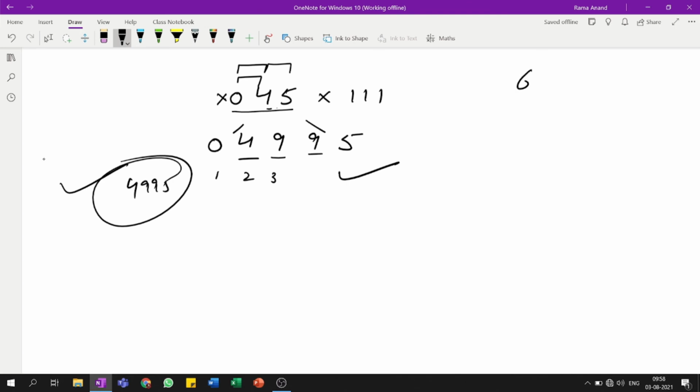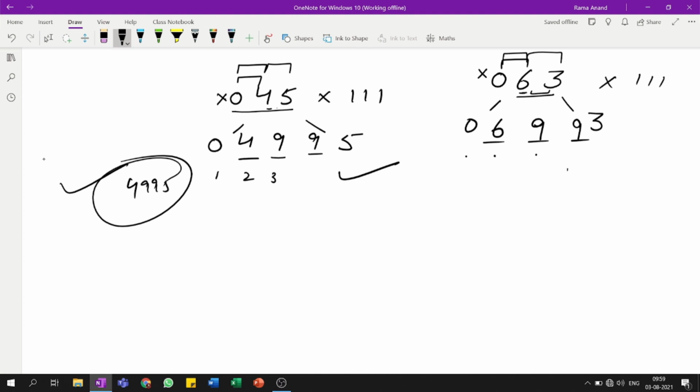Let me take another example, 63 into 111. So again, to make it a 3 digit number, I am just adding a 0 in the starting. So take 0 here, 3 here, and in between we are having 3 digits. 0 plus 6, 6, 0 plus 6 plus 3, 6 plus 3 is 9. Now all three combinations of 0 are done, so the 1 one is done, the 2 one is done, the 3 one is also done. Now cross this 0 and move to the next digit. So it is 6 and 6 plus 3 is 9. So this is my answer, 6993. Okay, hope you are understanding it or liking it.